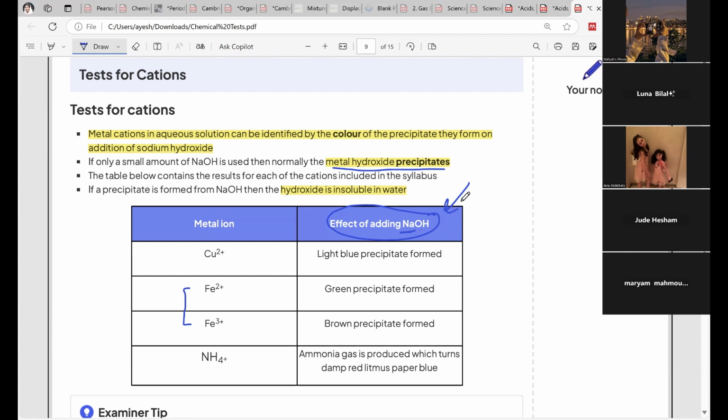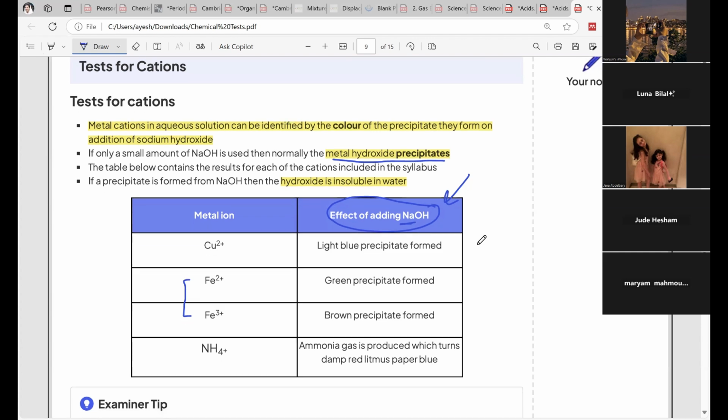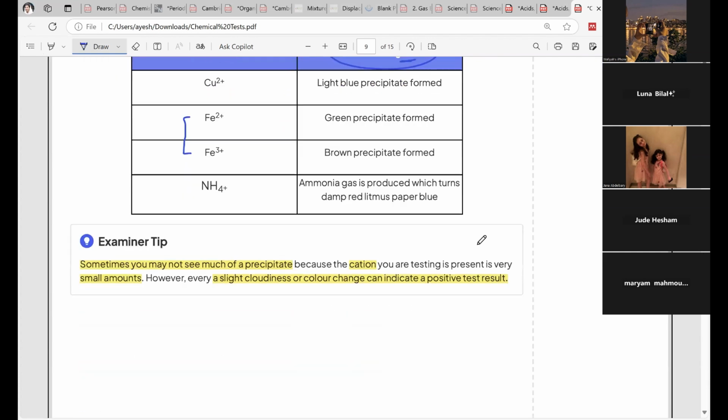Okay. So this is going to be the simple test for the cation. For cation, it's easy because it is only one thing to add, sodium hydroxide. See the final color for the precipitate, and you will be done. Okay, I will take your questions after that, just 1 minute.